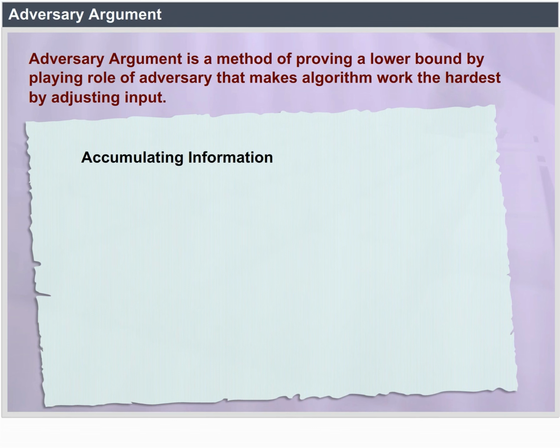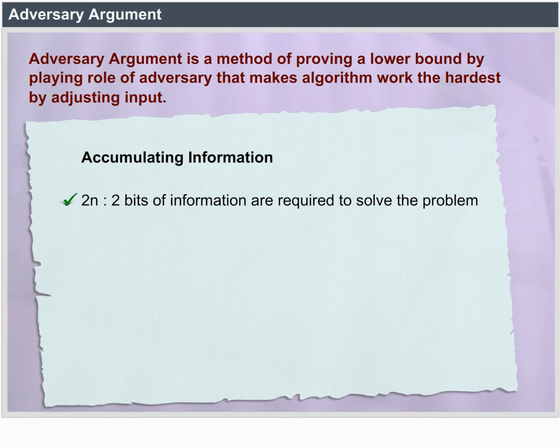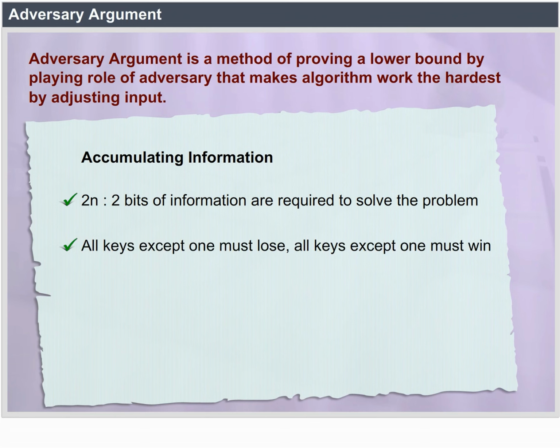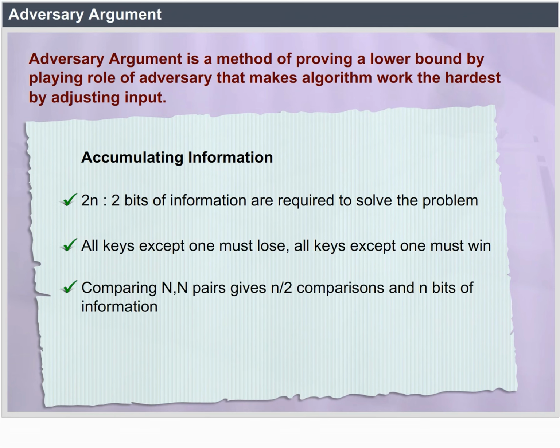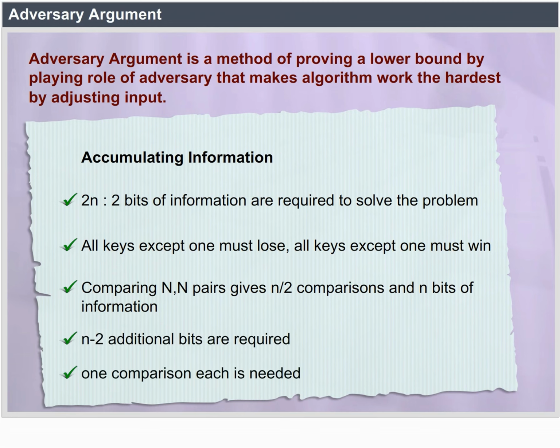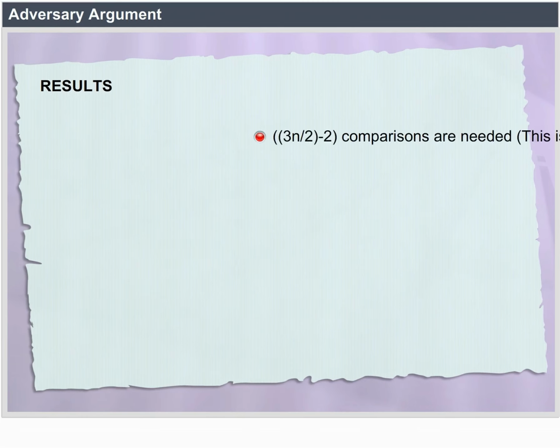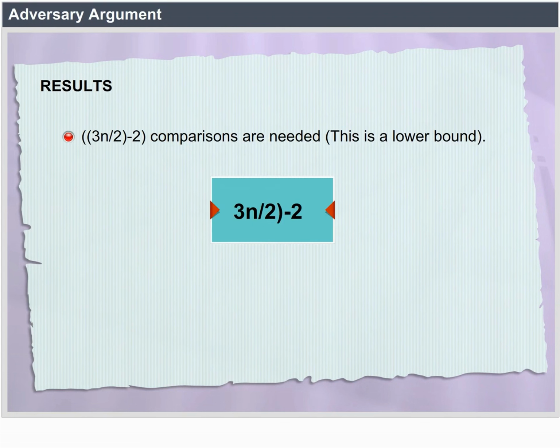Accumulating information. 2n minus 2 bits of information are required to solve the problem. All keys except one must lose. All keys except one must win. Comparing n pairs gives n by 2 comparisons and n bits of information. N minus 2 additional bits are required, and one comparison each is needed. Results: 3n by 2 minus 2 comparisons are needed. This is a lower bound.